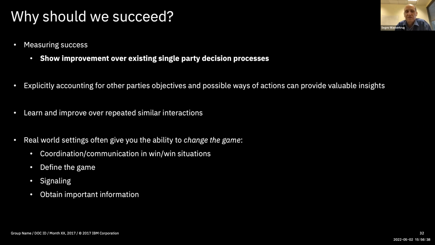The decisions I make if I do take this into account, the ability to learn over similar and repeated interactions. So again, I have a wrong model. Okay, that's fine, but at least maybe I can learn, and maybe if I learn, at some point I will come to the right model, and then I can converge. And another very important point is that real-world settings often give you the ability to change the game.